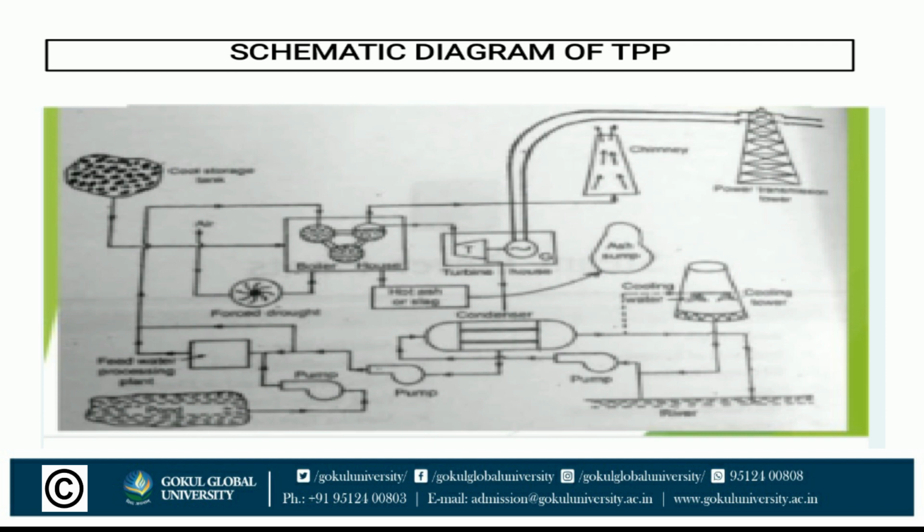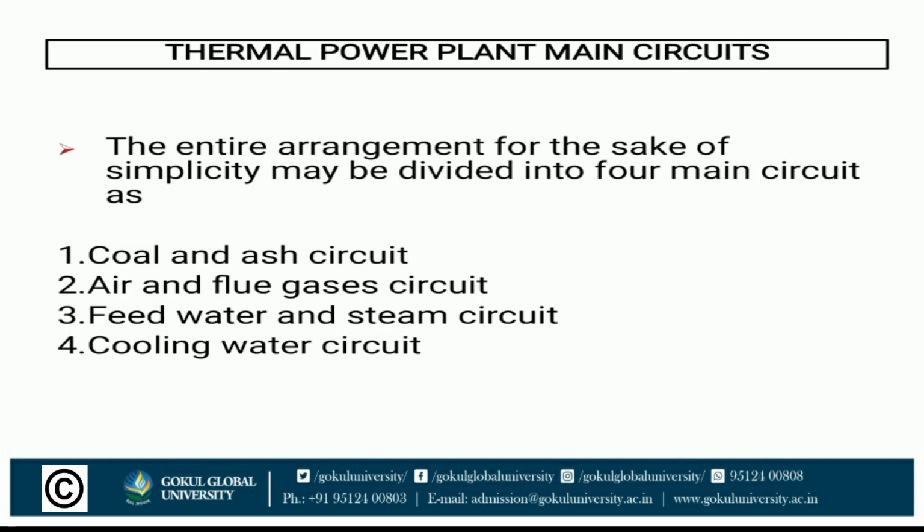In order to compensate for the loss of mass, water is added in the feed water system as makeup water. To avoid scaling and deposition in the boiler tubes, the feed water supplied from an external source is passed through the water treatment plant to reduce the dissolved salts. Fourth one, cooling water circuit.